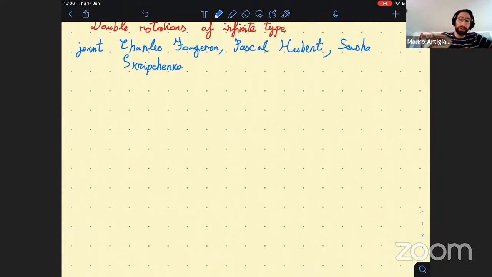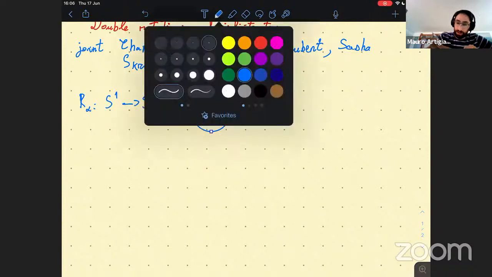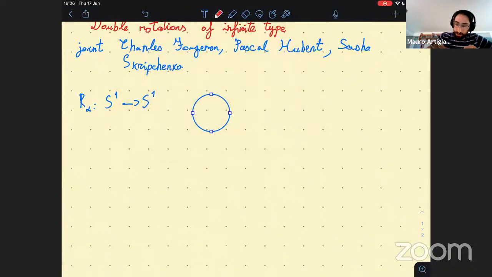Of course, everybody knows rotations, which are probably one of the simplest dynamical systems. A rotation R_alpha of the circle S1 is simply this: you take your circle and rotate by an angle alpha, say this is your alpha. So you just rotate counterclockwise by the angle alpha.